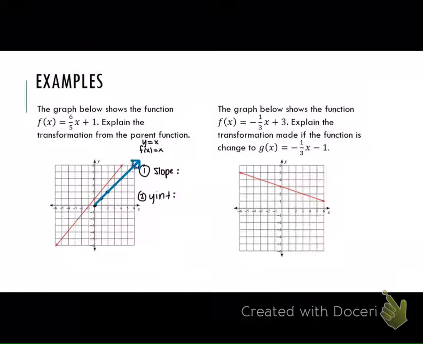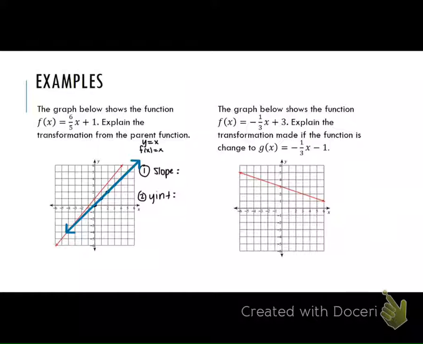So the y-intercept is the easy part. How does the y-intercept change? How does the y-intercept change, guys, from the parent to the line here? Up 1, right? So it translates up 1.